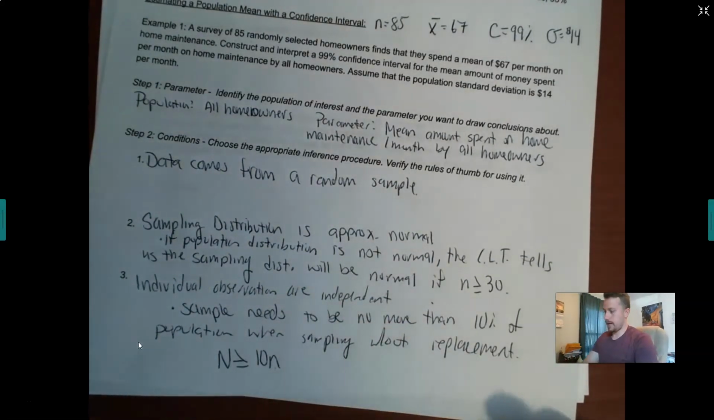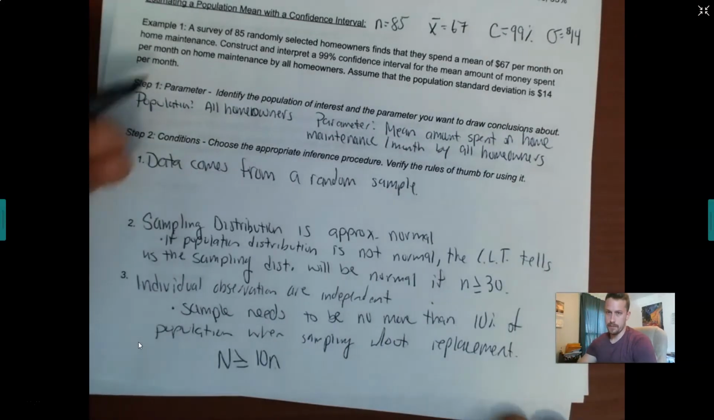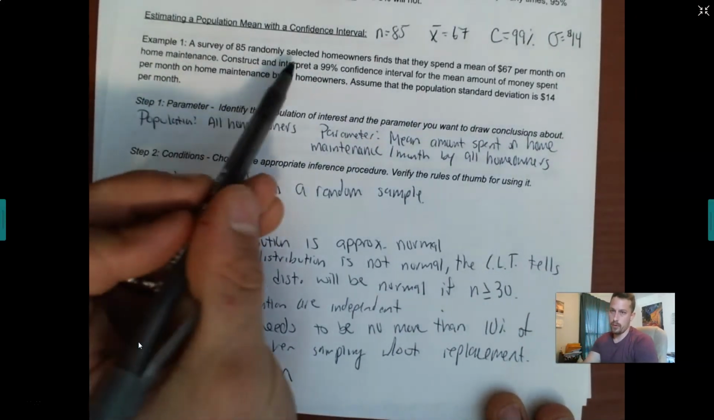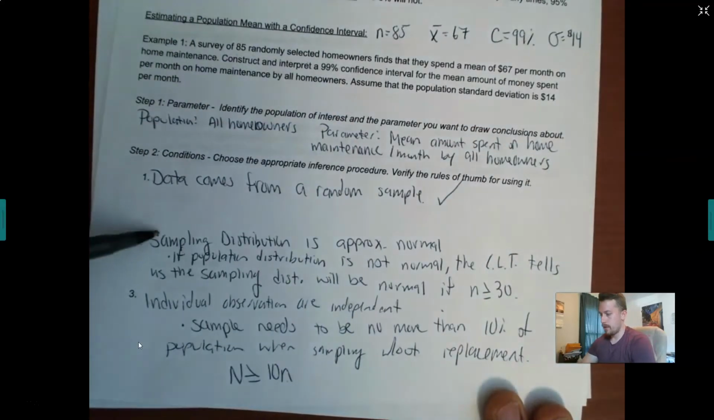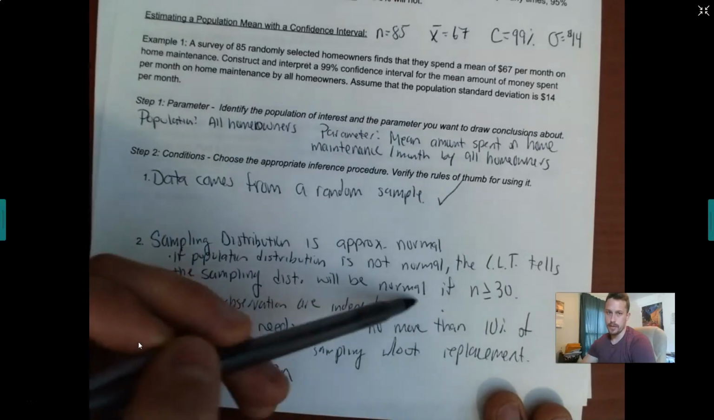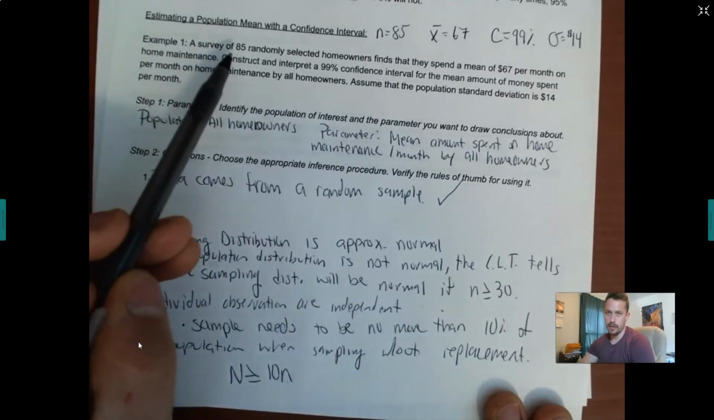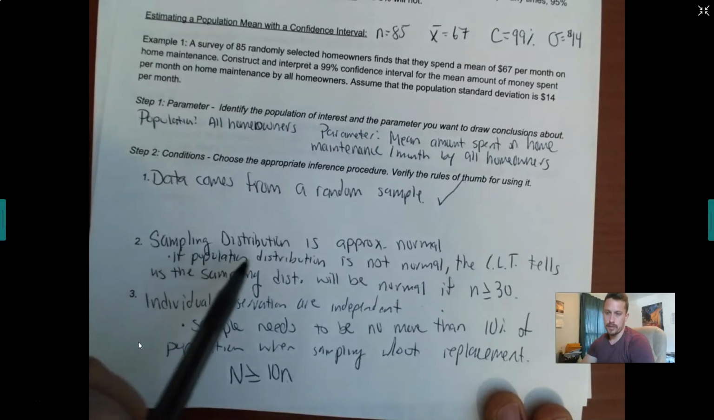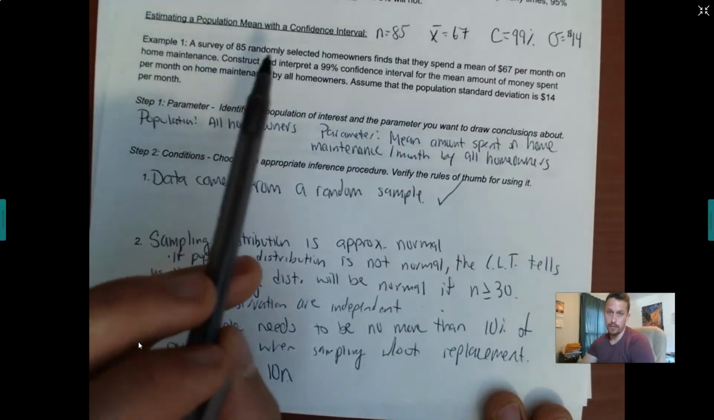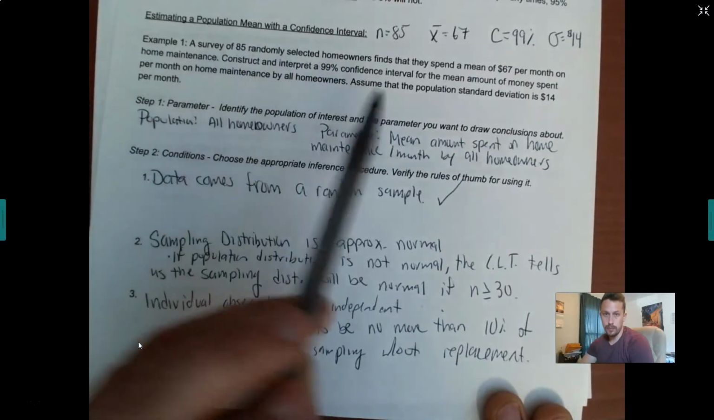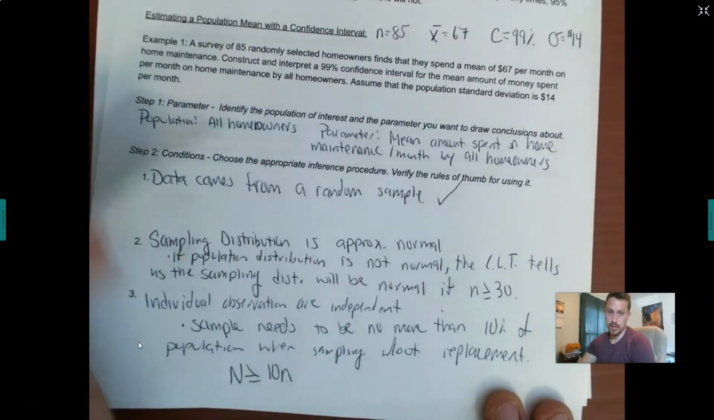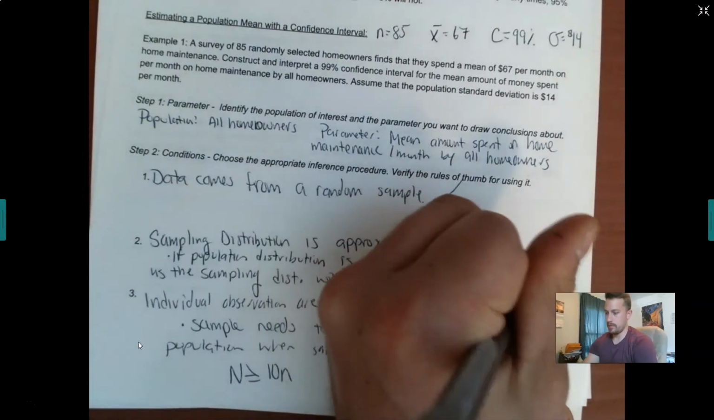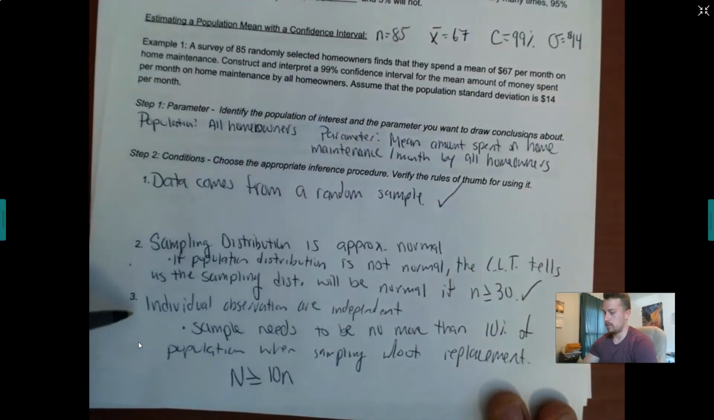So, in this case, let's see. Does the data come from a random sample? Well, it said randomly selected homeowners, so that checks out. Is the sampling distribution approximately normal, or is the sample size greater than or equal to 30? Is the population distribution normal? Doesn't say anything about that, so we need to make sure n is greater than or equal to 30, which it is, so we're using the central limit theorem to say the sampling distribution is normal.